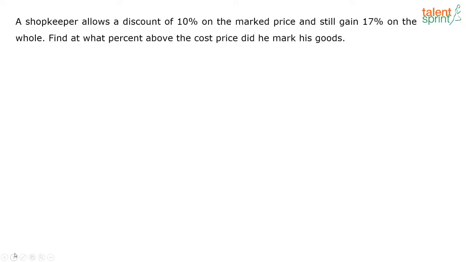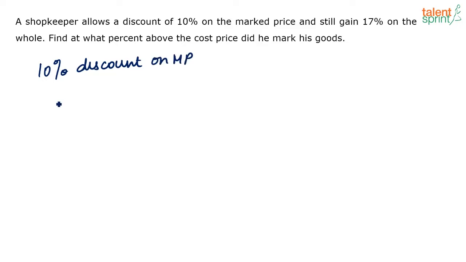Next one. Let us look at this question. A shopkeeper allows a discount of 10% on the marked price and still gains 17% on the whole. Find at what percentage above the cost price did he mark the goods. Okay, so what is given here? 10% discount on the marked price.